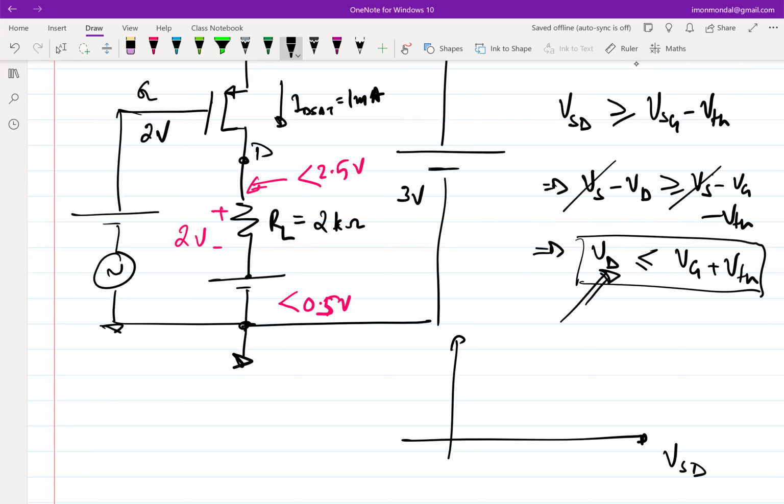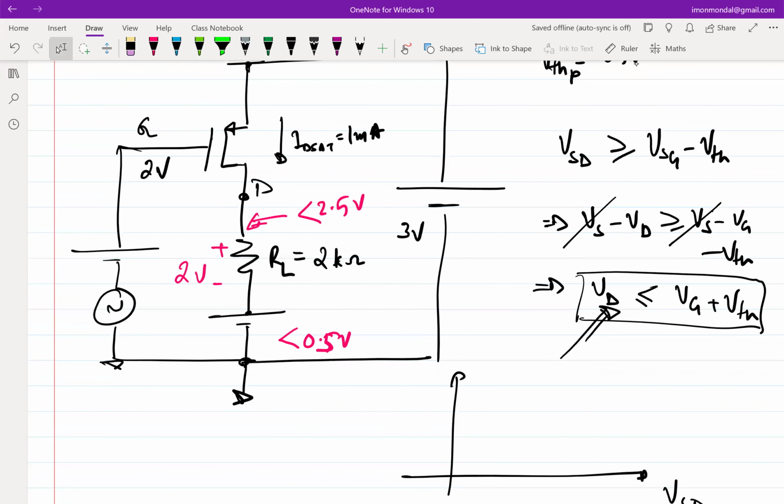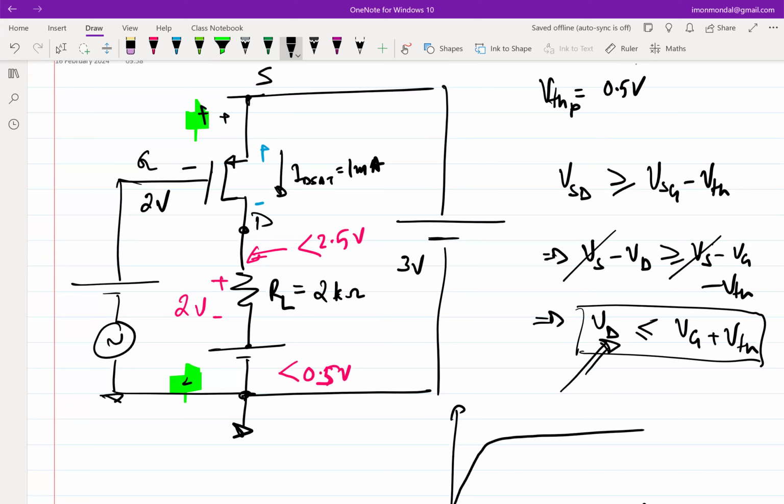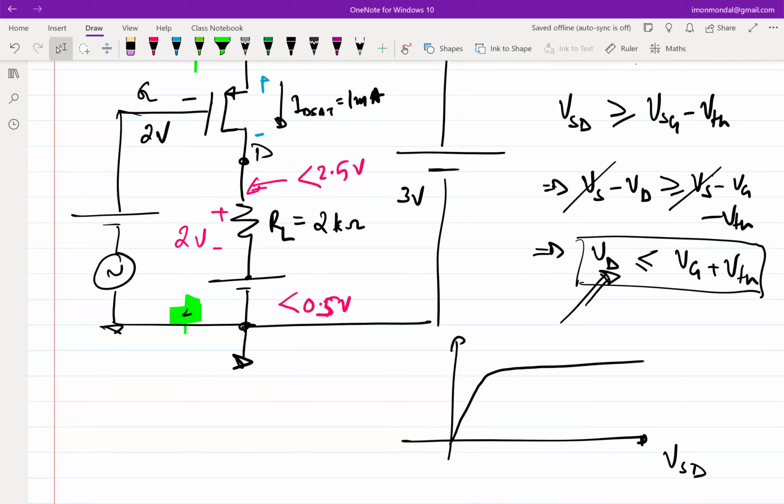I'm plotting the VSD of the transistor, not this voltage, not the voltage difference between the source and the ground. I'm plotting the voltage difference between the source and the drain. The general characteristics of VSD of the transistor is something like this. And the voltage difference between source and gate, which in this case is 1 volt, I have selected that 1 volt assuming that the saturation current is 1 milliamp. So this current is 1 milliamp.